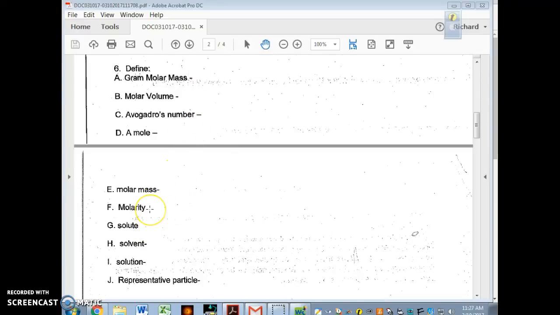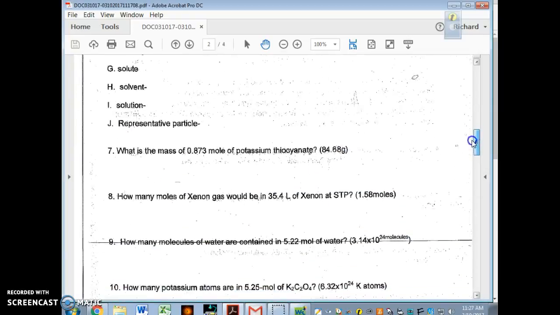Solute, the material that gets dissolved in a solution. Solvent, the material that does the dissolving in a solution. Solution is a homogeneous mixture. It looks like one thing. Representative particle, the different types are what? Atom, molecule, formula unit, diatomic molecule. So those would be all those.